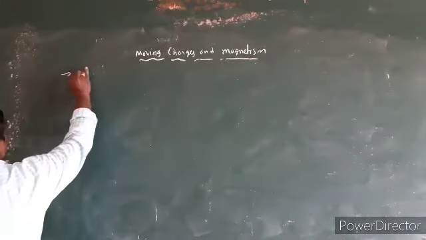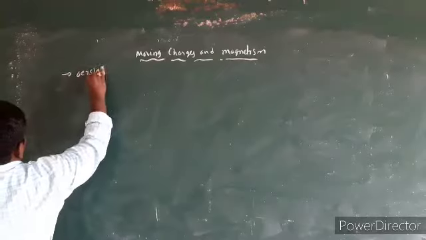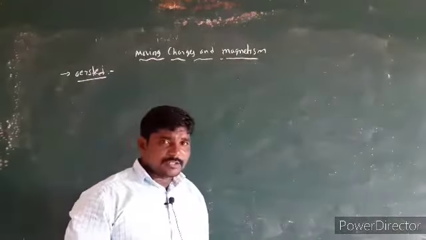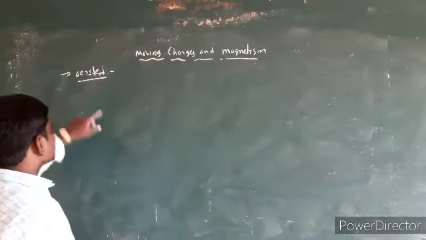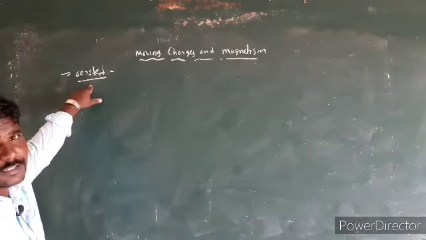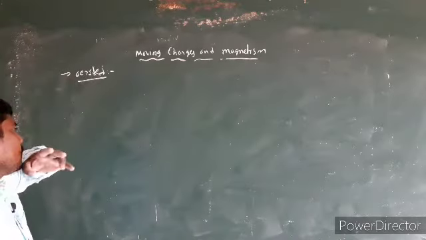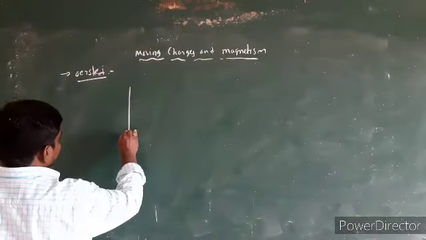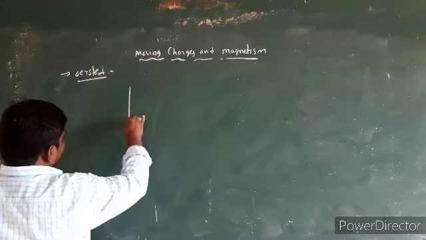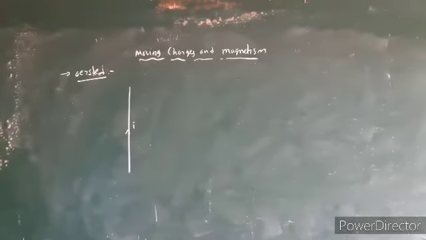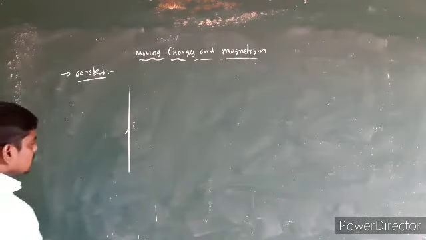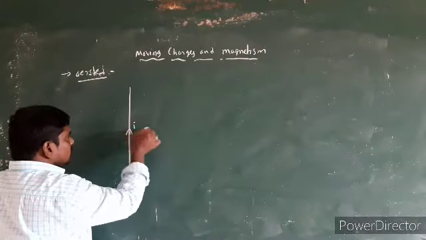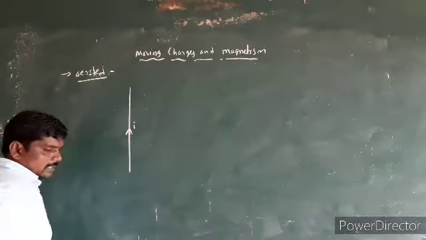Now, the first scientist who observed that moving charges produce a magnetic field is Oersted. He was the first scientist. He observed that moving charges produce a magnetic field. How did he observe that? Consider a conductor carrying current I amperes. According to Oersted, when current is flowing through the conductor, there is a magnetic field around the conductor.